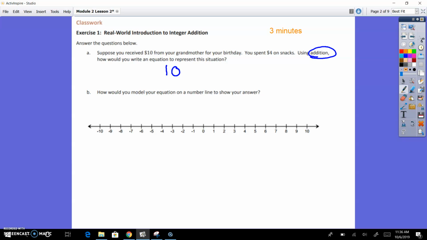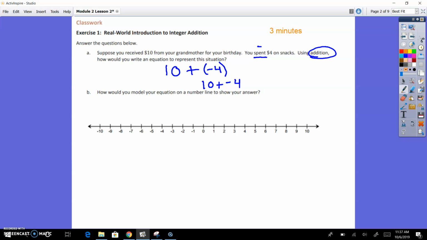However, we want to use addition, so we have to say plus, and then spending means that's a negative, so plus a -4. Okay, and so that would be our equation. Or you could have written 10 plus a -4. That's the same thing. The parentheses just help us to visualize that a little bit better and have a distinction between those two signs. How would you model your equation on the number line in order to show your answer?